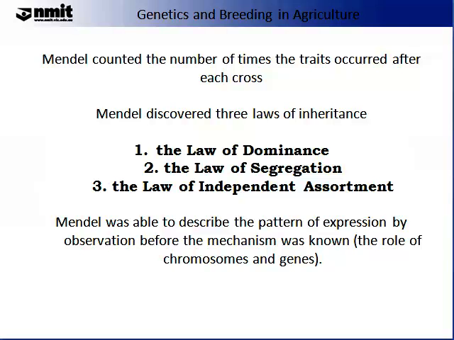Mendel discovered 3 laws of inheritance. The first law, the law of dominance. The second law, the law of segregation. And the third law is the law of independent assortment.